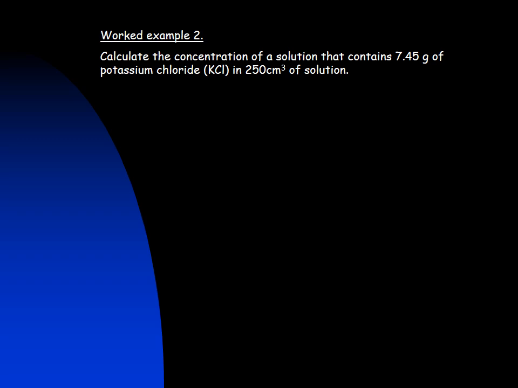So we're going to have a look at the second worked example, but this time, rather than for the mass, I'm going to ask you for the concentration. So calculate the concentration of a solution that contains 7.45 grams of potassium chloride in 250 centimeters cubed of solution. So what you'll notice about this question is that when I ask you for the concentration, our steps are going to flip. So I'll just show it to you now.